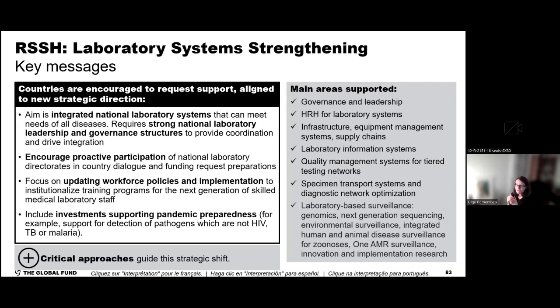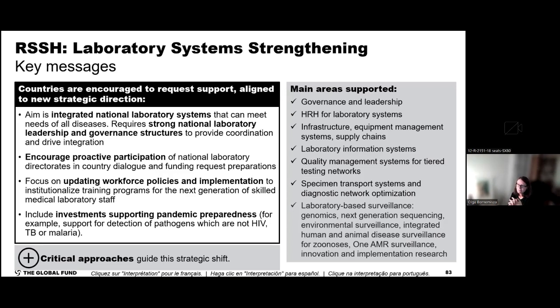So our laboratory team has been working really proactively with national laboratory directorates. They've called them together for a few meetings. And so they are now getting up to speed with Global Fund and how it works. And so we are really encouraging countries to take advantage of the directorate and to encourage them to come to the country dialogue and really take part in the funding request preparations.